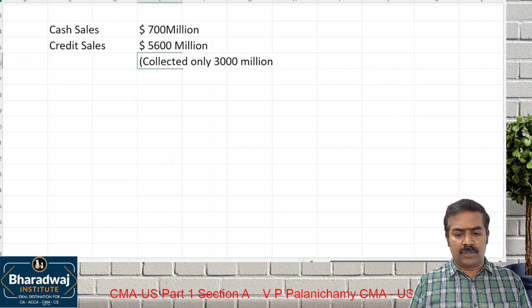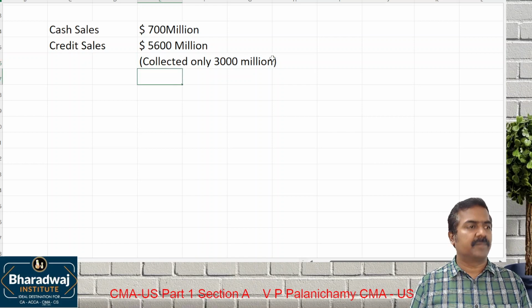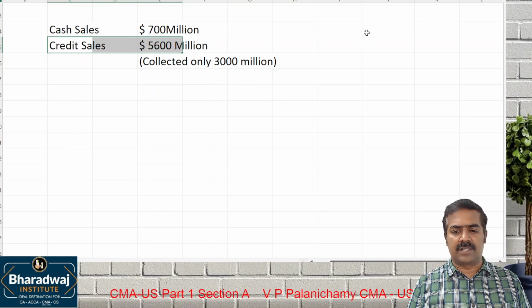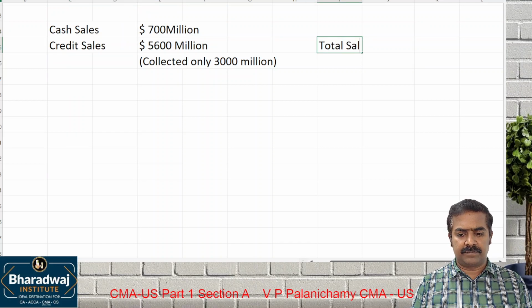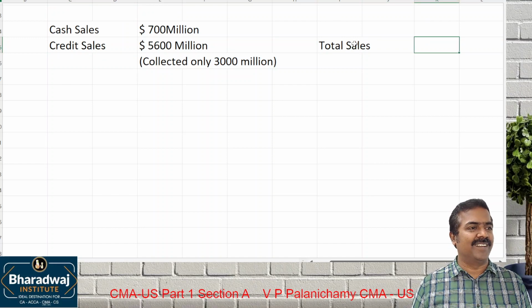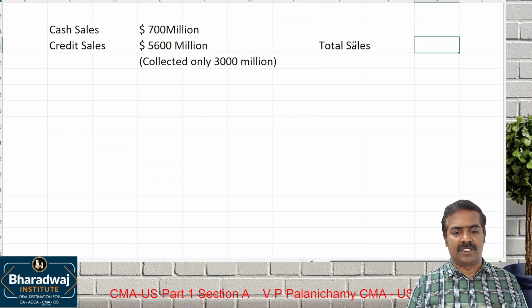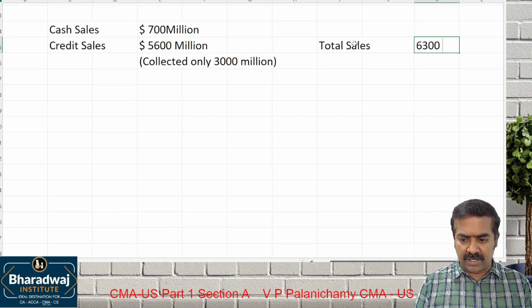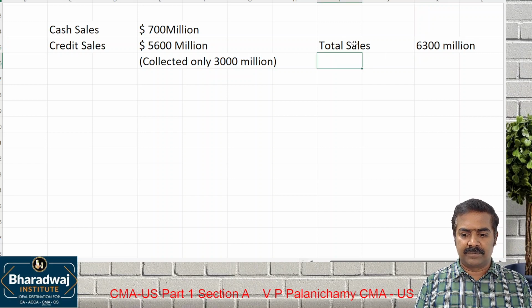In the P&L account, which income will be recorded? Cash sales 700 million, credit sales how much? 5,600 million. What is the total sales? 700 plus 5,600. You would have prepared a P&L account earlier. Cash sales, credit sales, both are recorded. 700 plus 5,600, what will be recorded? 6,300 million will be recorded as income.